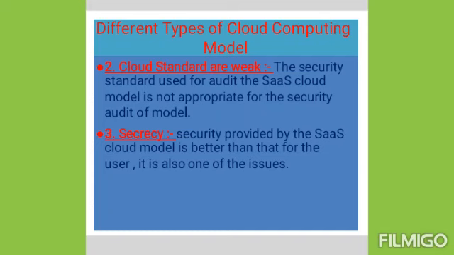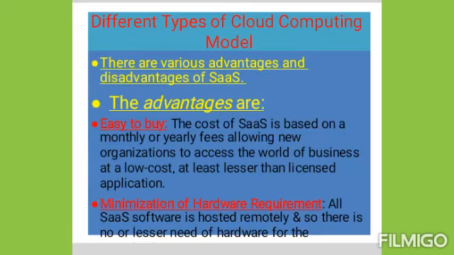Second advantage of the SaaS model is minimization of hardware requirements. All SaaS software is hosted remotely, and so there is no need for hardware for the organization. Third is special software. No special software versions are required as all users will use the same software version. So the SaaS model reduces IT cost by outsourcing hardware and software maintenance.